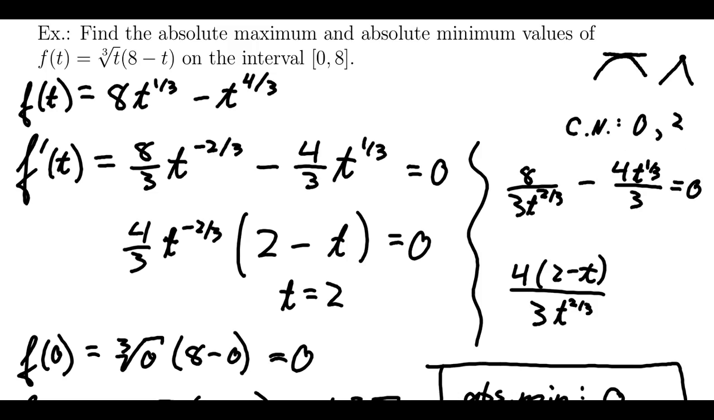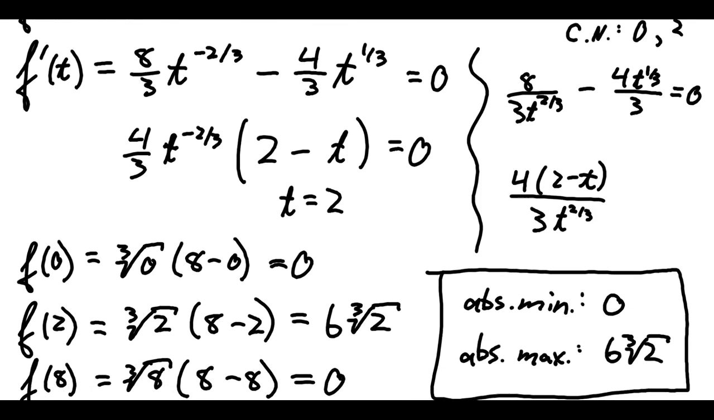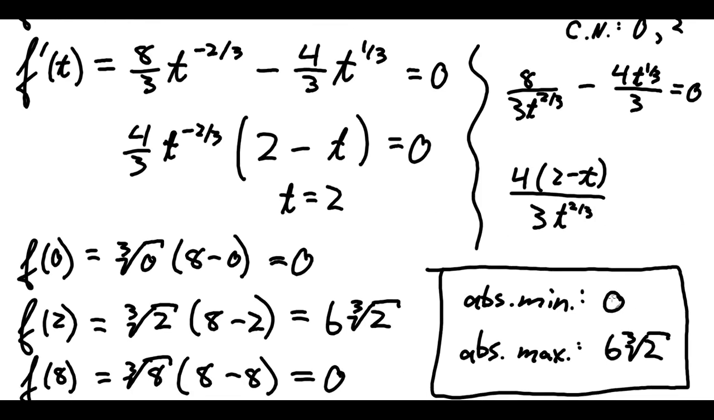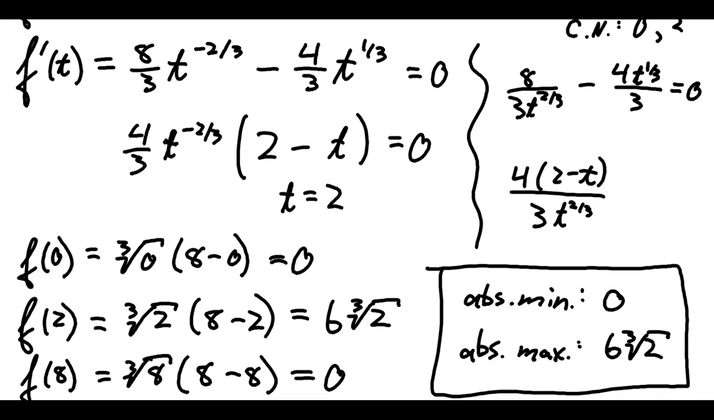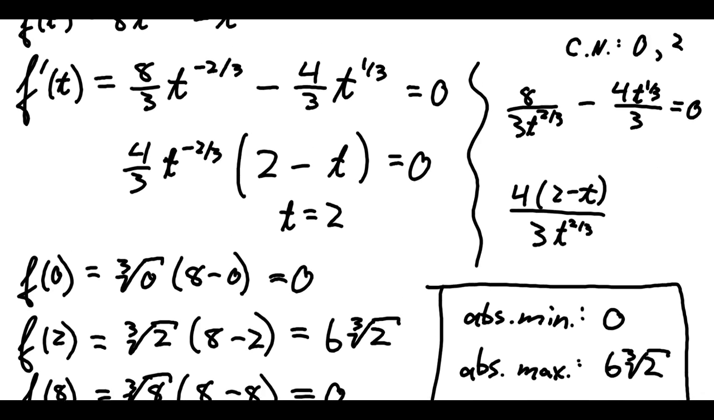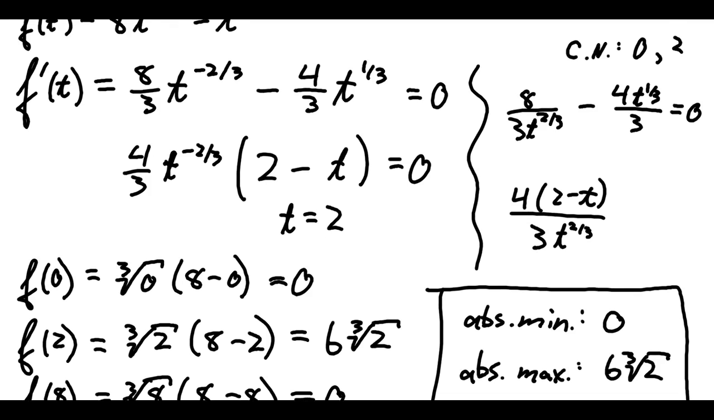Pay close attention to whether it asks you for the values or the locations. In this case, it just asked for values. So that was why our answers were just these numbers, 0 and 6 times the cube root of 2. Other times I might ask you for the points, in which case you might need x, y, or in this case t, y, ordered pairs, that kind of thing. So read the instructions carefully, but those are probably about the only curveballs they might possibly throw at you.